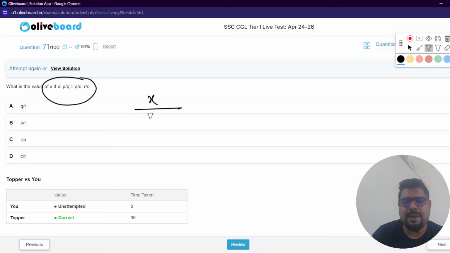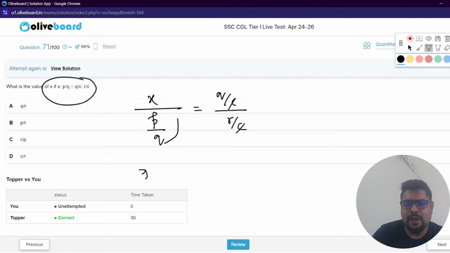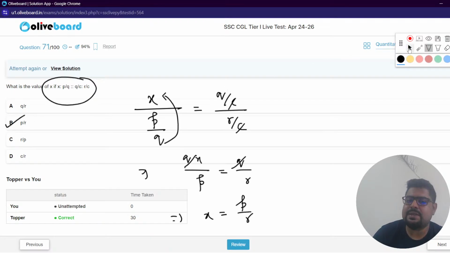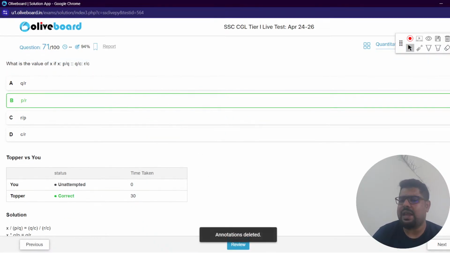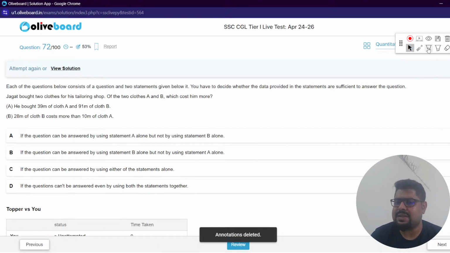Next one. Value of x is proportional. Proportional meaning x by first by second is equal to third by fourth. Sir, by C cancels. So this is Q will go up. Qx by P is equal to Q by R. Q cancels. X is P by R. P by R option B, sir. Done, sir. Clear, everyone? Again, a very, very, very simple case.